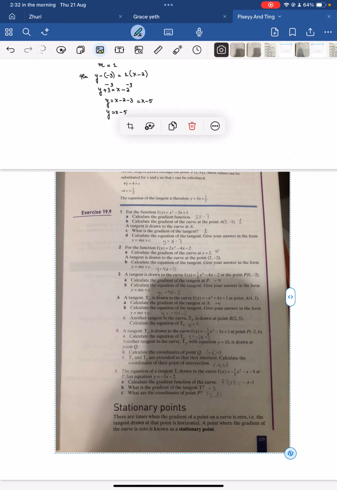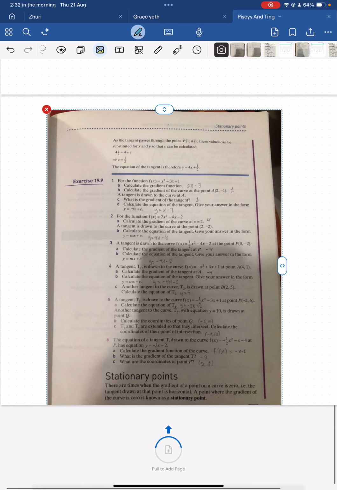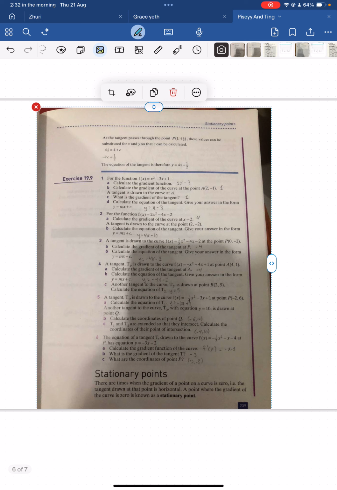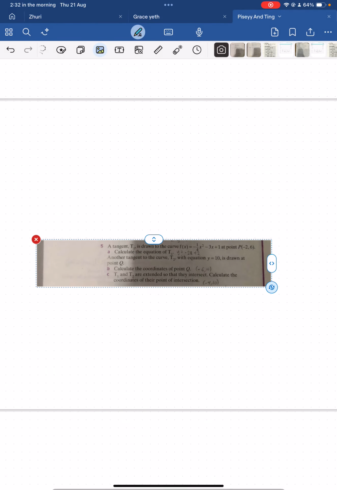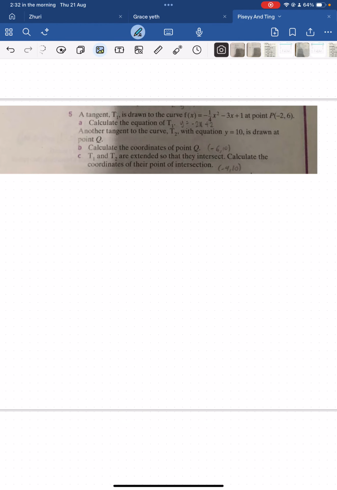I think for number 2, 3, 4, I can correct number 5 for you because I think the style is different. So number 5. The tangent T1 is drawn to the curve at point P, which means the tangent, or straight line, is touching f of x equal negative 1 over 4 x squared minus 3x plus 1 at P. Okay, calculate the equation of T1.